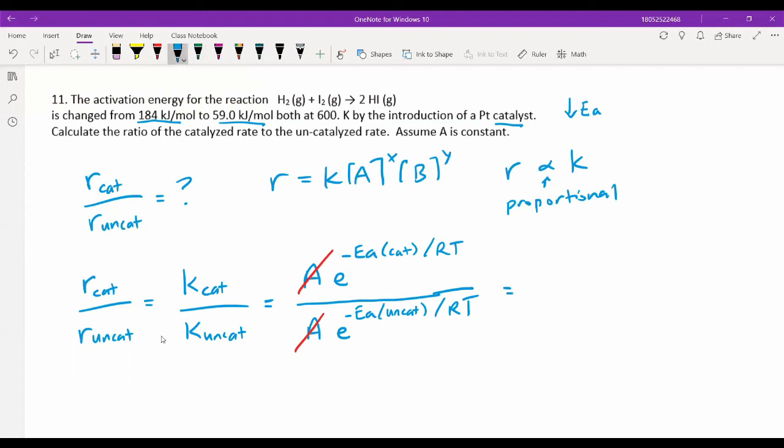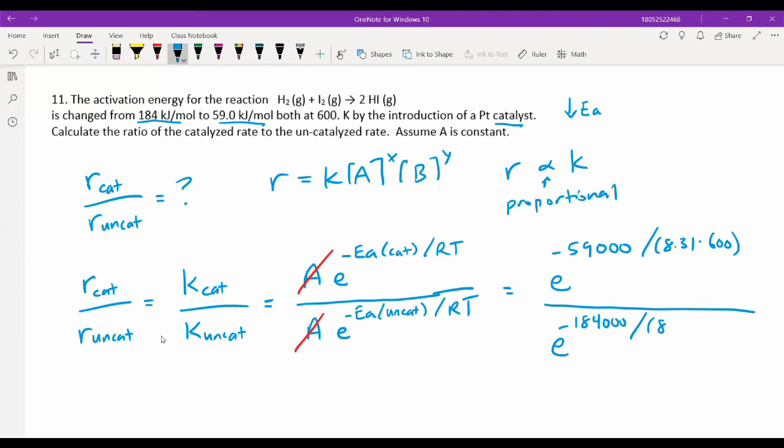I guess there's probably a way to mathematically make this simpler. I just plugged in the numbers rather than trying to manipulate it mathematically. And again, just make sure that these are in joules because R is in joules. Temperature is 600 Kelvin. Okay, so that's going to be that. This is activation energy in joules. All right, so plug that in.